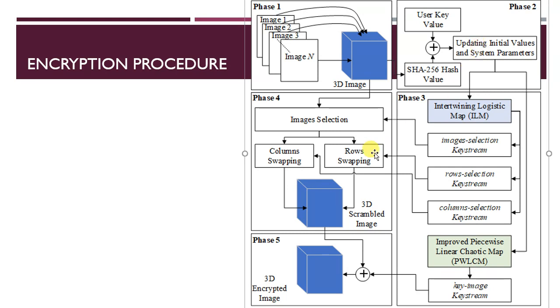Then in phase 3, the intertwining logistic map generates 3 chaotic streams. The first one is used for the image selection. 2 different images will be selected using this chaotic stream. Then for the row selection, 2 different rows will be selected using this chaotic stream, and for column selection, 2 different column values will be selected using this chaotic stream. And the third one is the improved piecewise linear chaotic map, which is used for the key image, which is used for the diffusion process.